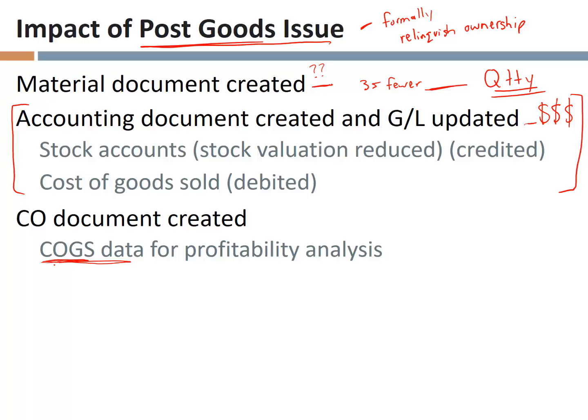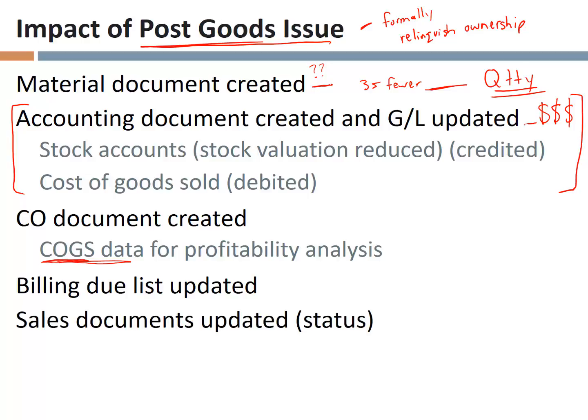And then we have two other things that are going to happen here. A billing due list is going to be updated because we're going to have to invoice the customer, and the sales document is going to be updated to reflect we shipped out this particular order on such and such a date. Now I'm going to suggest to you that at least 4 of these are really, really obvious. And so once again, great test question. At post goods issue, what documents are created? And it's really, really logical.